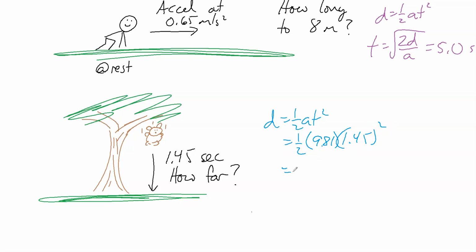So again, the 1/2 AT squared works really nicely, even for things that are falling down. You've got that 0.5, you've got that 9.81 for gravity, and then you've got that 1.45, and don't forget to square that. Well, just over 10 meters. Looks like it fell about 10.3 meters. So once again, that 1/2 AT squared works really nicely.